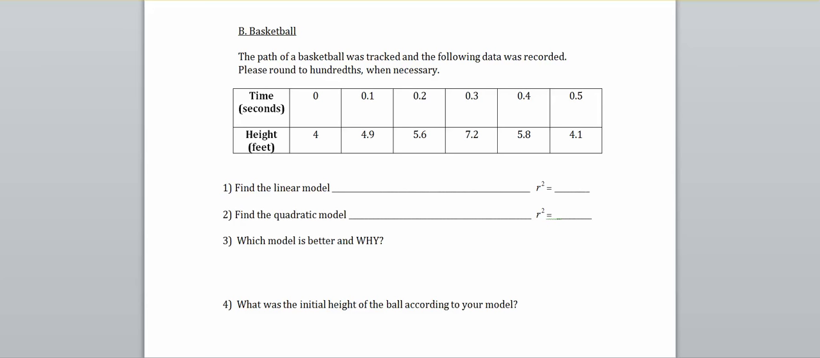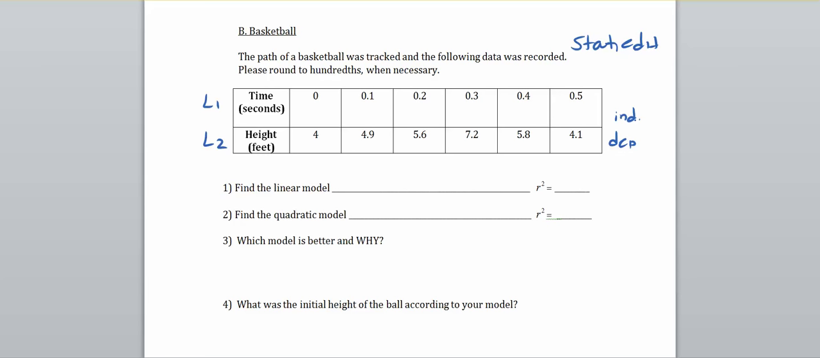All right, if you look at letter B, we have a basketball. I'm going to go ahead and do stat edit, and let's go ahead and enter this data into our calculator. My L1 is my time in seconds, my L2 is my height, because the height depends on the time. So in L1, you put in 0, 0.1, 0.2, 0.3, 0.4, and 0.5. Then in my L2, I'm putting 4, 4.9, 5.6, 7.2, 5.8, and 4.1.